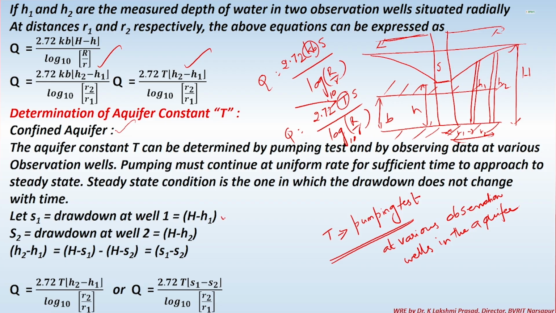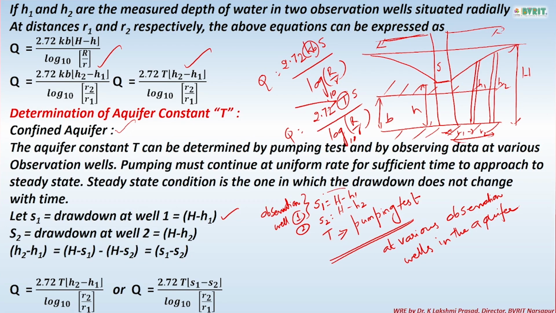Let S1 be the drawdown at observation well 1, and at well 2 it is S2. How to get S1? It is H minus H1, and how to get S2? H minus H2. That's all basically.